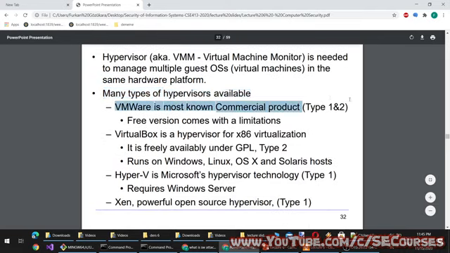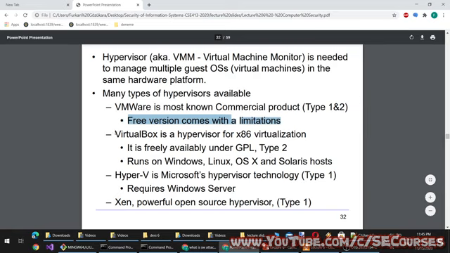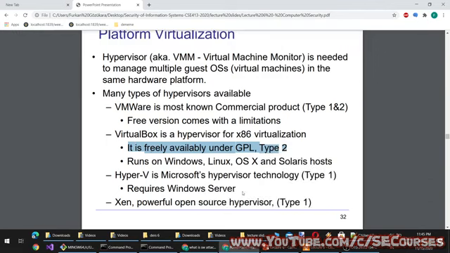Many types of hypervisors are available. VMware, which I also use a lot. VMware is the most known commercial product, Type 1 and 2. The free version comes with limitations. VirtualBox, which is also very popular. VirtualBox is a hypervisor for x86 virtualization. It is freely available under GPL, Type 2. Runs on Windows, Linux, OS X and Solaris hosts. Okay, we will see what these types are. So this is type 1 and 2, this is type 2.